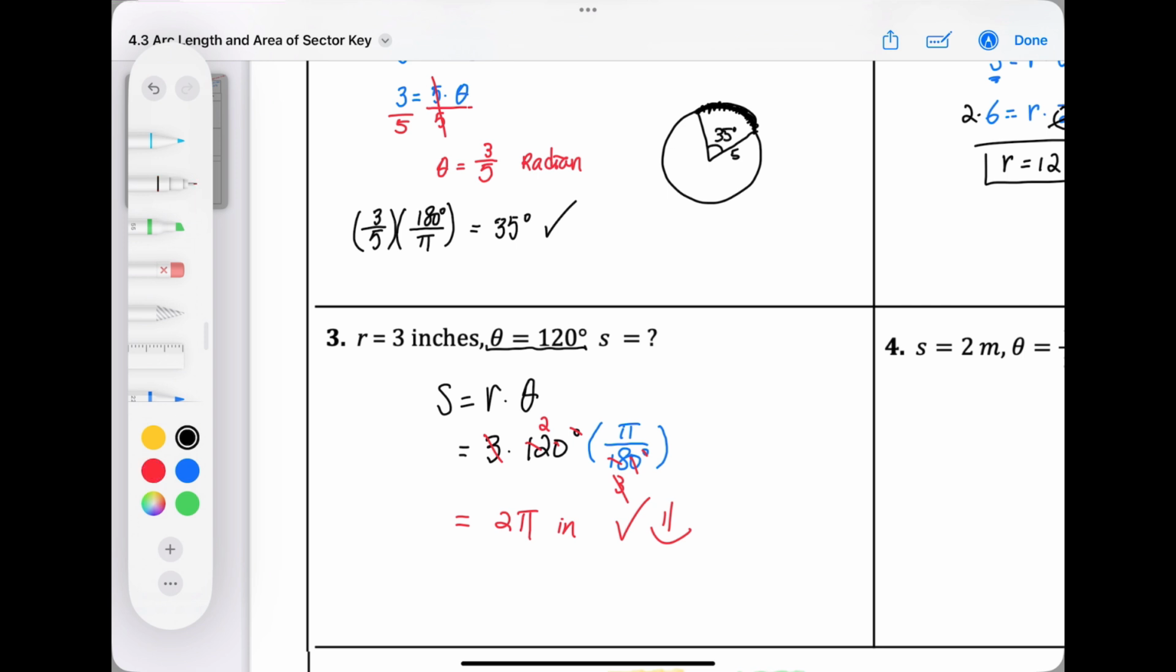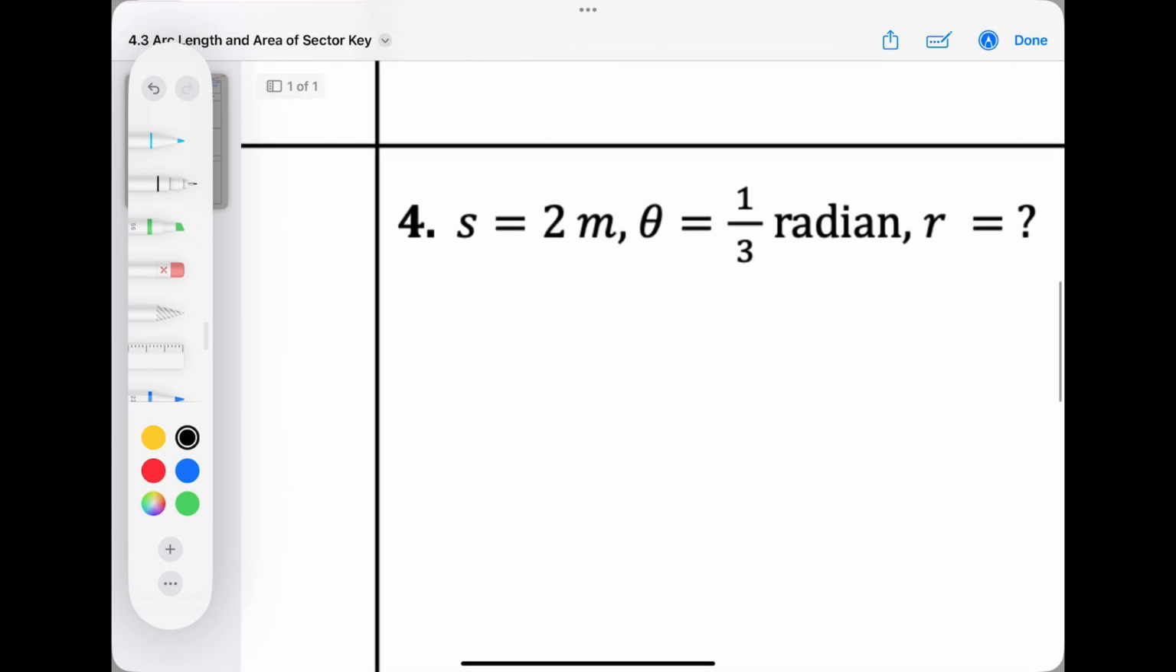Or you can say exact value. Now, if you say that, Ms. O, I have no clue. 2 pi is what? Recall, if I change that to a decimal, pi is 3.1415, something like that, right? So 2 times 3.14, about 6 point something. So if I convert that to a decimal, I can give you 3 decimals. So 6.283, and the unit is still inches. So far so good? All right, moving on.